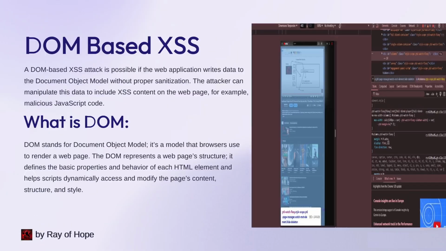So basically in this module we are going to cover DOM based XSS. So what is DOM actually? Document Object Model is nothing but a feature that the browser uses to render web pages. And how is it a vulnerability?